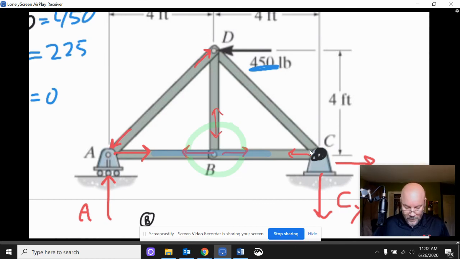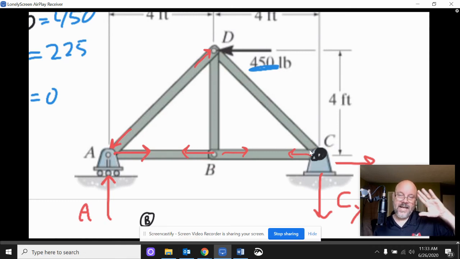Okay. All right. So let me get rid of those things. Boom, boom, boom. So zero force members are our friends. Okay. All right. Let's see where we are. We got all our external forces. We got AD. We got AB. We got BC. We got BD. There's only one left, DC.